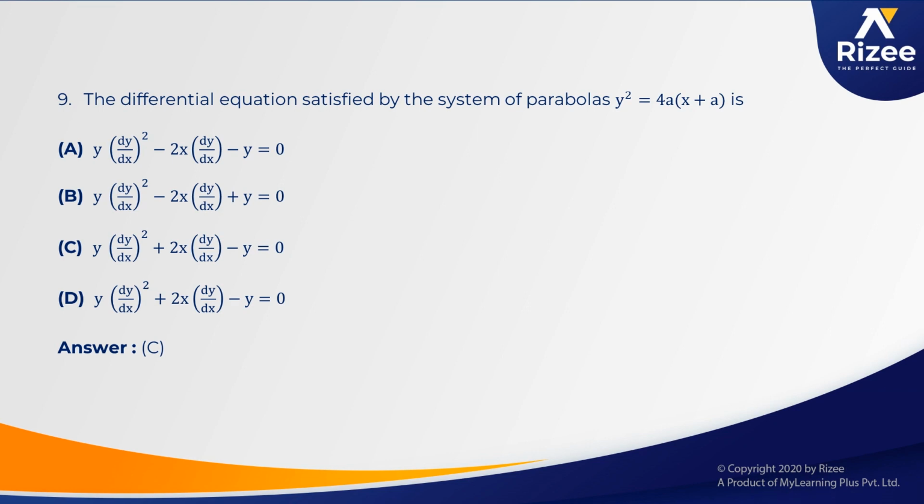The differential equation satisfied by the system of parabolas. Here the given parabola equation is y square is equals to 4a of x plus a. Differentiate this equation with respect to x. We get the differential equation, the solution of the differential equation which satisfies the equation.